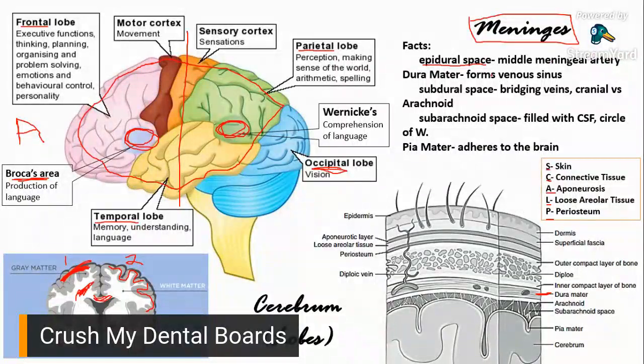Okay? So, what's the significance in your epidural space? I remember mentioning this one before. Epidural space, you have there your middle meningeal artery. So, if you have epidural hematoma, remember that? Epidural hematoma. Artery involved would be your middle meningeal artery. Why? Because it's located in your epidural space. Where's your epidural space? It's right there between the bone and your dura mater.